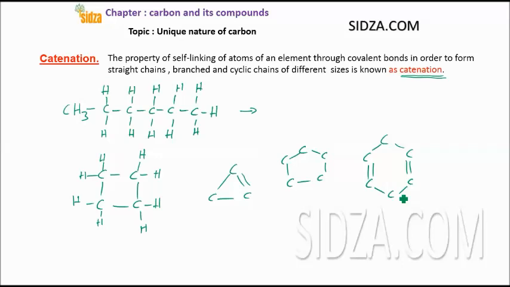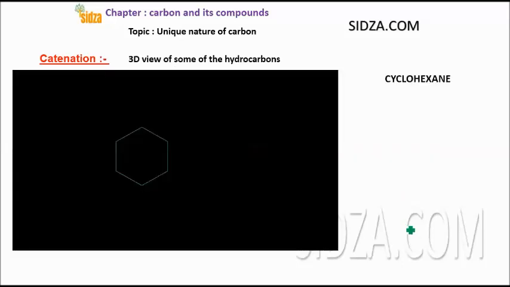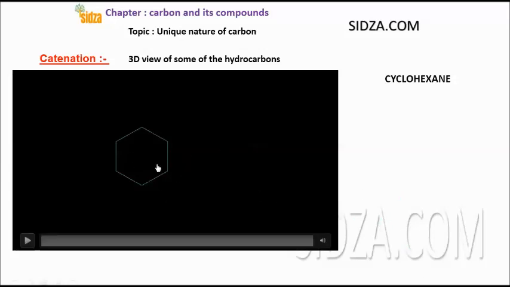Now let's have a look at the 3-dimensional view. Let's have a 3-dimensional view of some of the compounds of the carbon, right? So this is one such molecule. This is a cyclohexane. This is a cyclic molecule, and let's have a look at this 3D view. See, these are the 1, 2, 3, 4, 5, 6 carbon atoms, right? And each carbon atom has got 2 hydrogen atoms here.